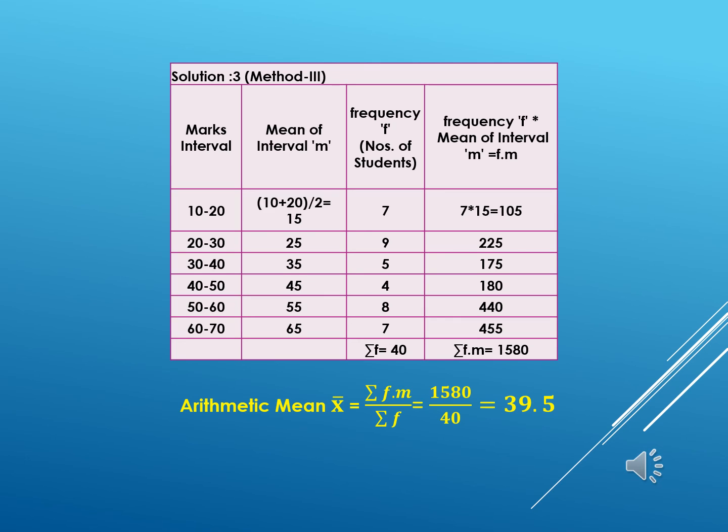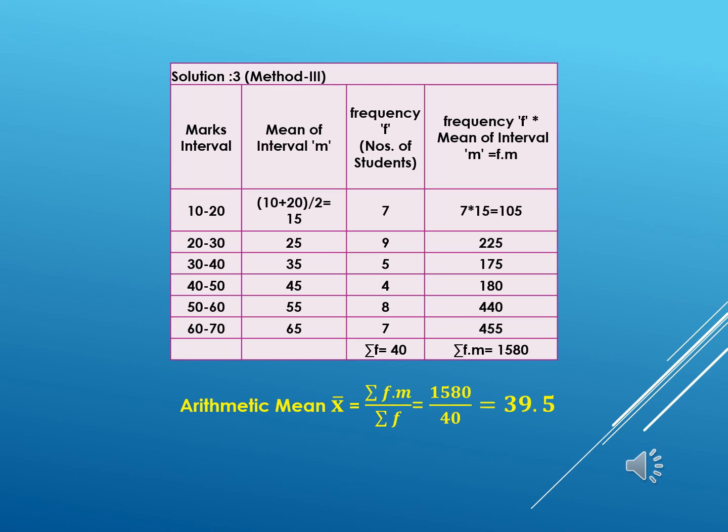So after writing down the mean of interval, in the third column, write down the frequency f, that is marks interval corresponding to numbers of students. 7 numbers of students has obtained this marks interval 10 to 20. So write down the frequencies in the third column 7, 9, 5, 4, 8, 7, and add all these frequencies. For example, 7 plus 9 plus 5 plus 4 plus 8 plus 7, which will be equal to 40.